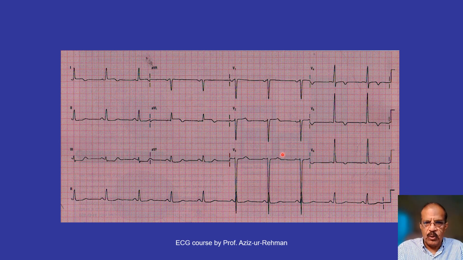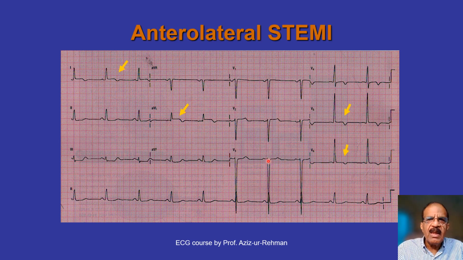So what is the diagnosis? See, I have shown you the changes. If you have missed them, anterolateral STEMI. Technically, anterolateral acute coronary syndrome, depending upon the history. If troponins are elevated, it would be labeled as myocardial infarction. If troponins are not yet done or not elevated, then it would be called acute coronary syndrome.